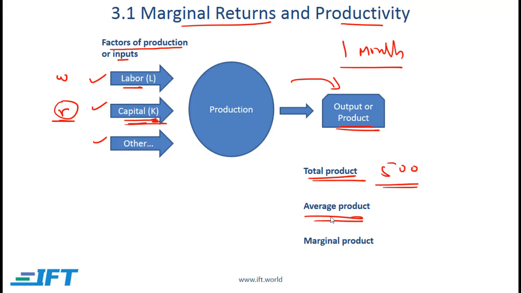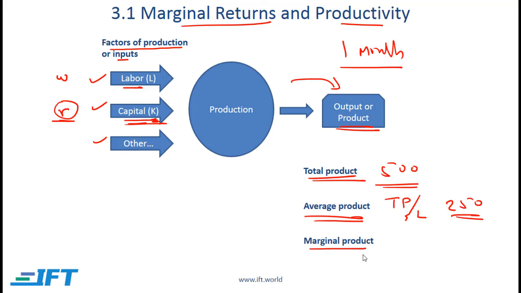The average product is with respect to a given factor of production. So we can say that at a given level of capital, the average product of labor is equal to the total product divided by the amount of labor. So if the total product is 500 and labor is 2, then the average product will be 500 over 2, which is 250. The marginal product of labor is the additional amount of output or product that we produce by using one more unit of labor.